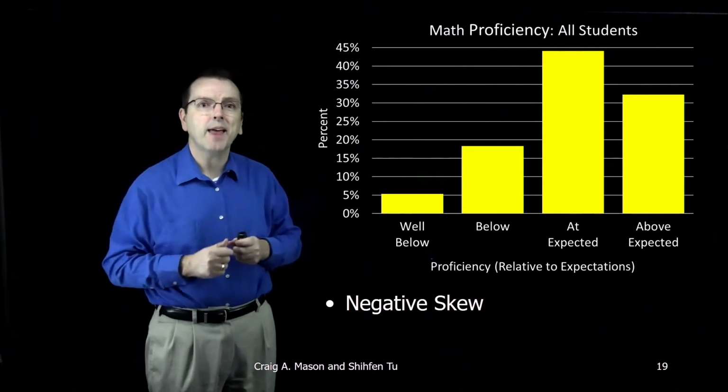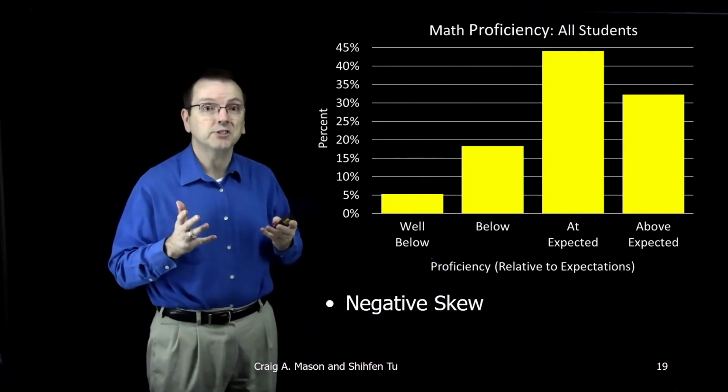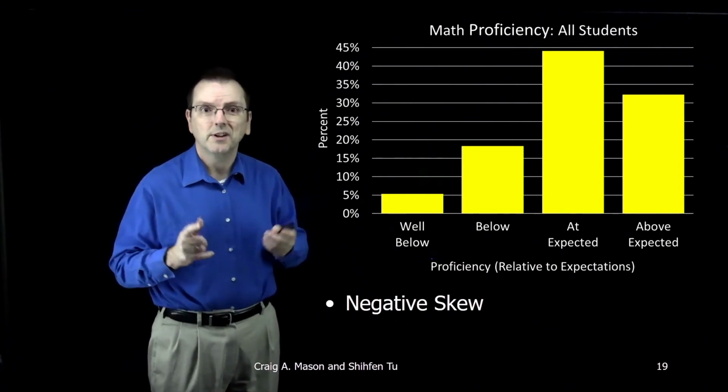Now, here's the flip of that, negative skew. This is the distribution of math proficiency levels for all students.